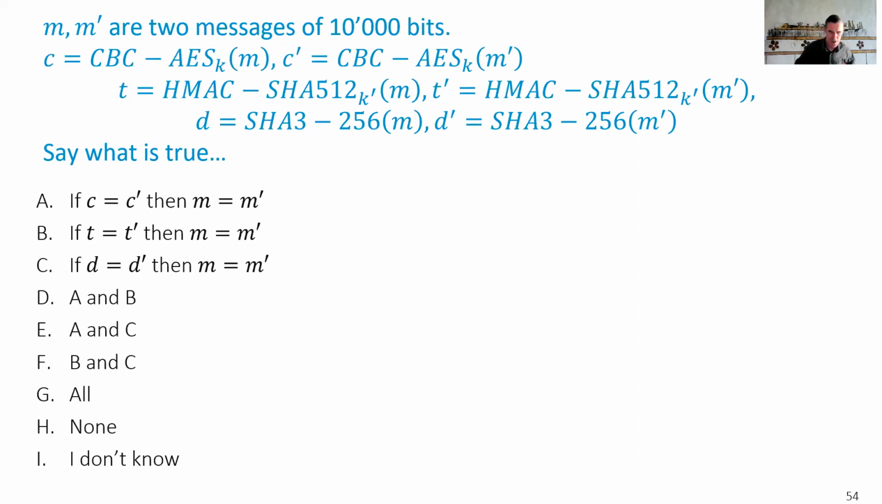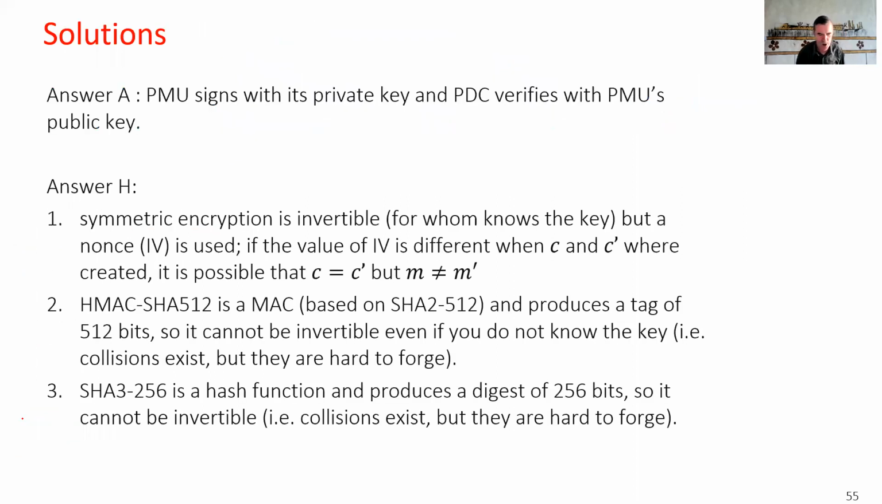And the majority says A and C, which unfortunately is not true. So the correct answer is no. In fact, whether there is a key or not here doesn't change anything. So symmetric encryption is invertible for who knows the key. Oh, sorry, so that was encryption. Because of the nonce, it's not true. For the tags, we have seen that collisions can occur in theory. It's hard to do if you don't know the key, but knowing that the tags are the same does not mean that the messages are the same. And the same is true for a hash function.